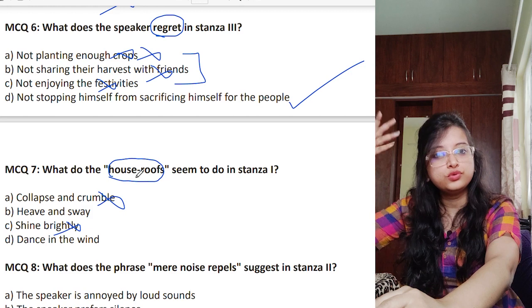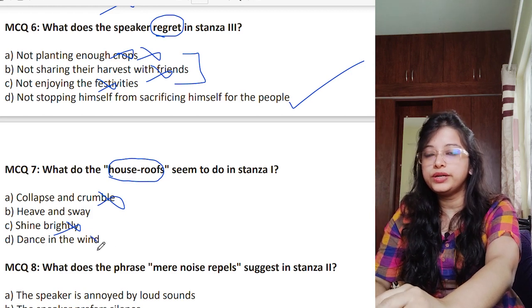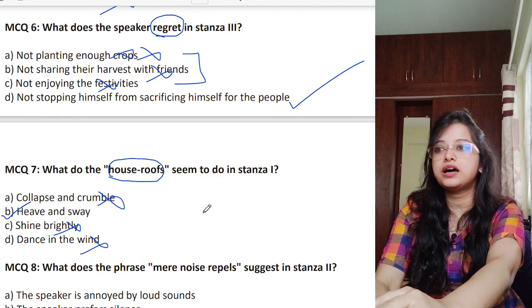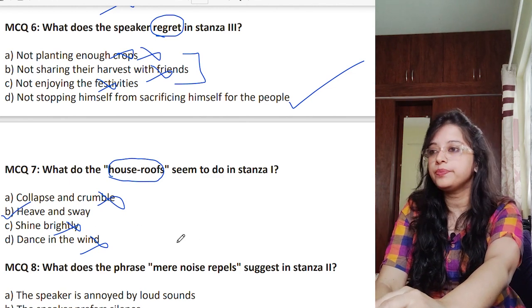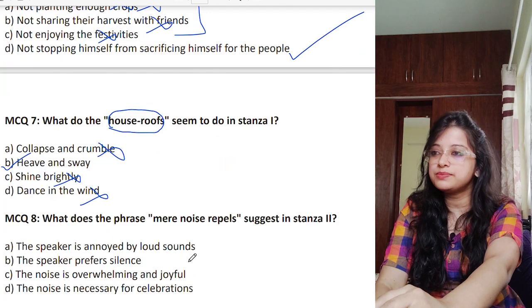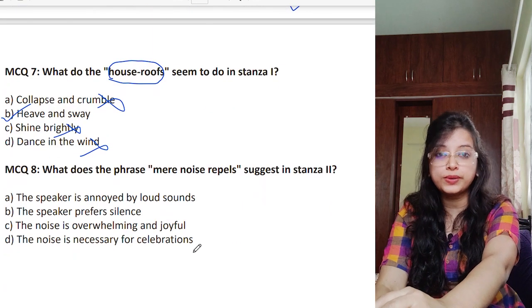How can a house roof shine? Does dance in the wind? No. It will be heave and sway, exactly the poem's lines. The house roofs seem to heave and sway. So it is option number B, right? Next we will move to the last MCQ for today. Then we will move into the questions.